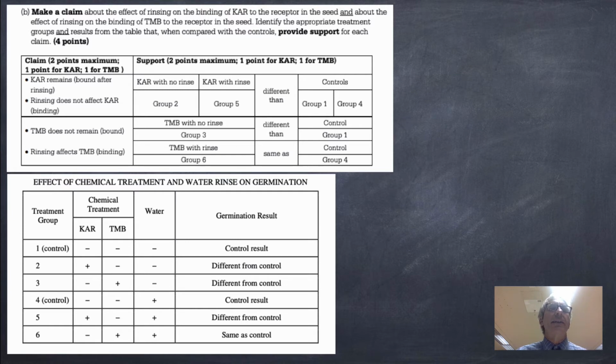If you said for the other part of it that TMB does not remain bound, or the rinsing affected the TMB binding, you're comparing group 3 and group 6 with group 1 and group 4. But notice with group 6 you had the same outcome as you did with group 4. So you're looking at with the water and without the water as compared to control groups.